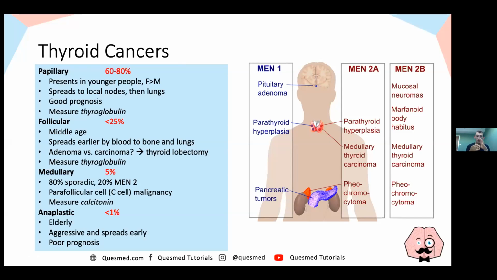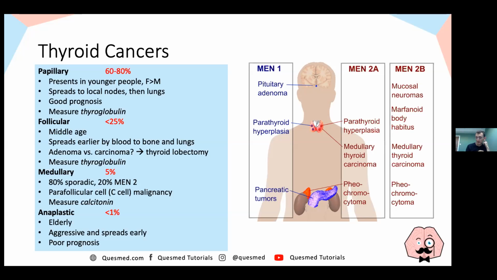But the 4 most common thyroid cancers: papillary is the most common, often presents in younger people, women more often than men. It has a very good prognosis. It usually spreads to the local nodes first and then it can spread on to things like the lungs. And in terms of monitoring treatment response, we usually measure thyroglobulin. So thyroglobulin can be elevated initially, and then as patients respond to treatment, the thyroglobulin goes down.